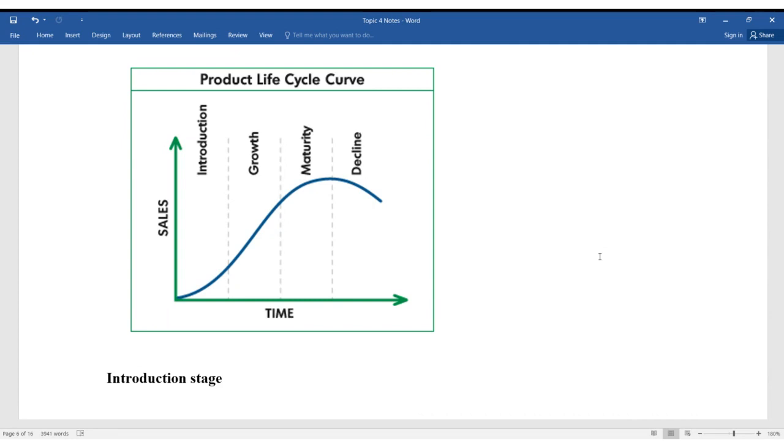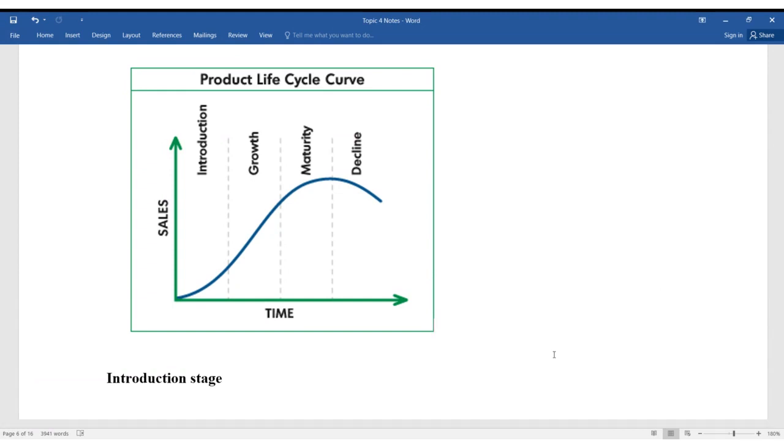The fourth activity is identify the strategies that a marketer would apply at each and every stage of the product life cycle. So those are 4 major areas that you need to cover as far as the product life cycle is concerned.